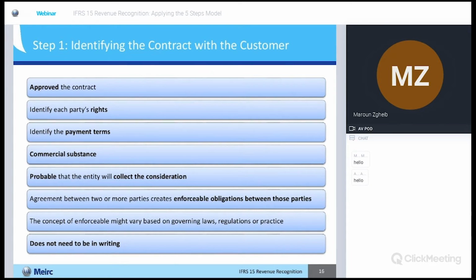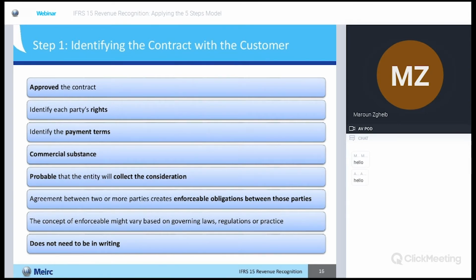How can we verify that the contract exists? How can we verify that the sales is happening? As long as the counterparty is accepting the goods or service, as long as you are accepting the payment for the goods or service. If the counterparty is signing the delivery note, it means that they are accepting. If they are signing the progress work, it means they are accepting. Then revenue can be recognized, regardless if it is in writing or not.